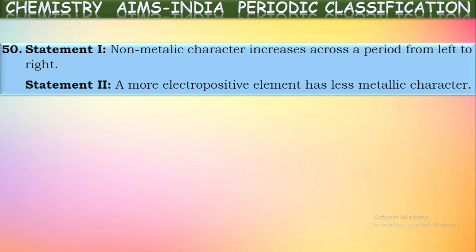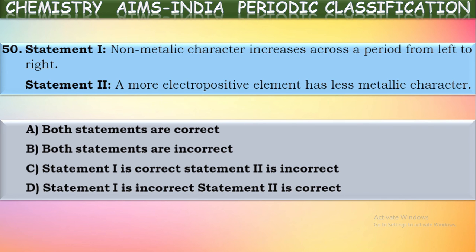Next, statement 1. Non-metallic character increases across a period from left to right. Will it increase? Yes, if you see in a period from left to right, metals turn to non-metals. So at the extreme right side, non-metals are there. Now we can say non-metallic character increases in a period. That is true. Next, a more electropositive element has less metallic character. Is it true? Electropositive element is nothing but a metallic element. More electropositive means more metallic. But they mentioned here less. It is incorrect. Now, 1 is correct, 2 is incorrect.